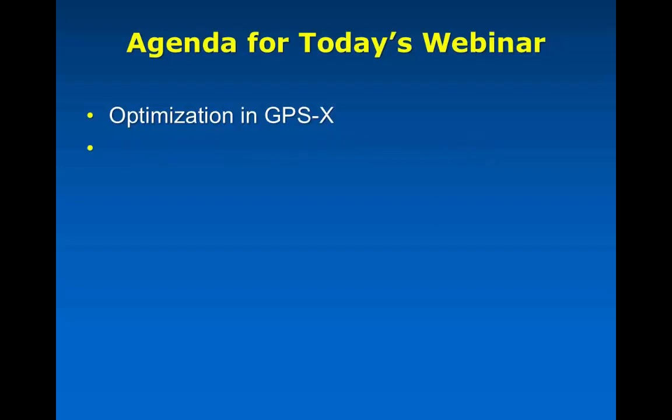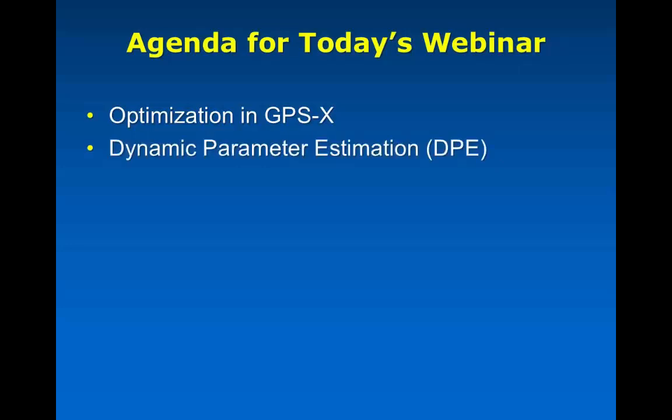So the plan for today is to talk about optimization in GPSX, talk about the optimizer feature that we have, just to set the basis for the discussion. Really, this is talking about using the optimizer to be able to fit to some data or to perform some other kind of optimization. Then we're going to talk about the specific form of optimization that we call dynamic parameter estimation, so looking at how things change over time during your simulation.